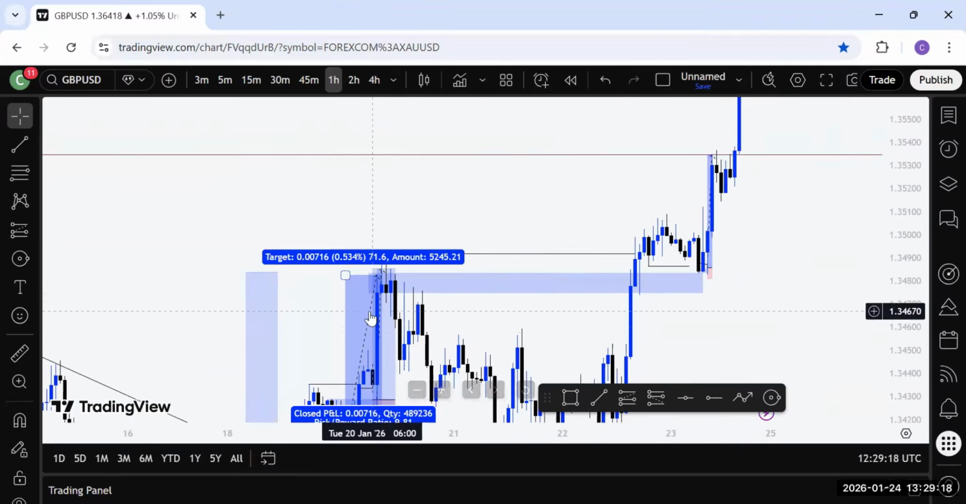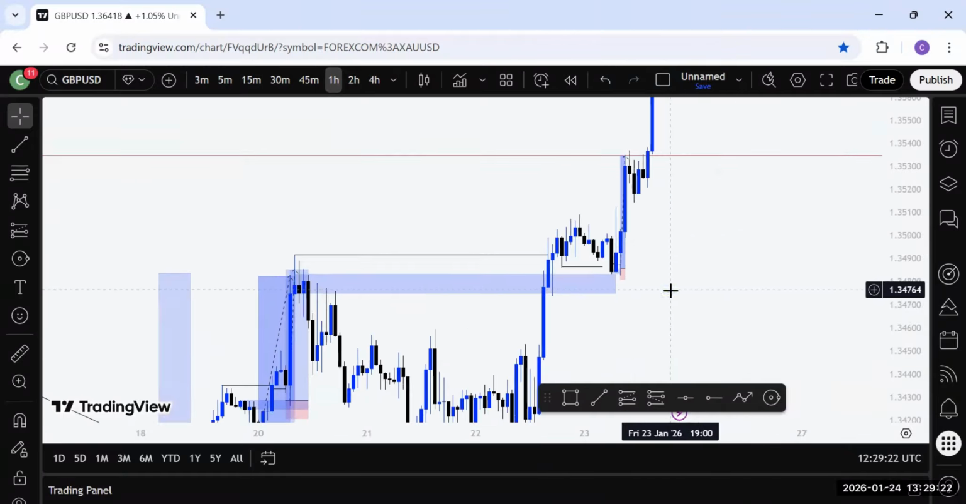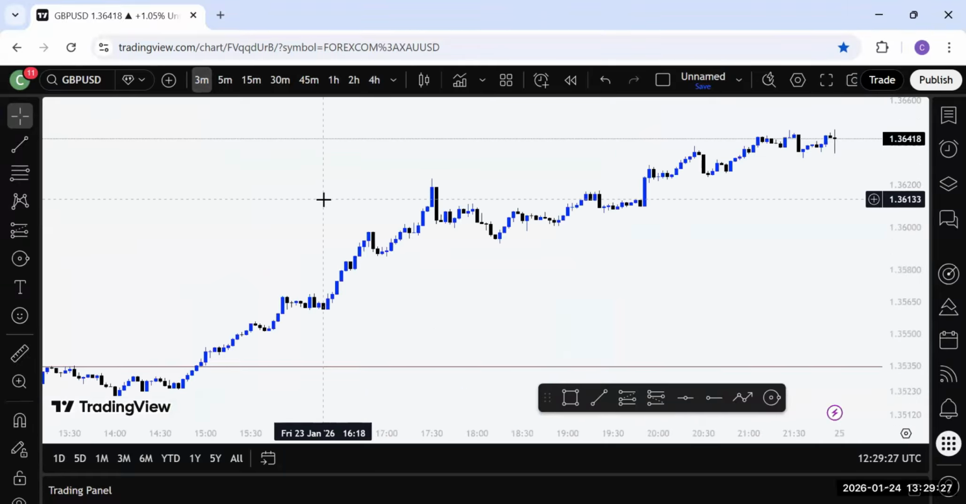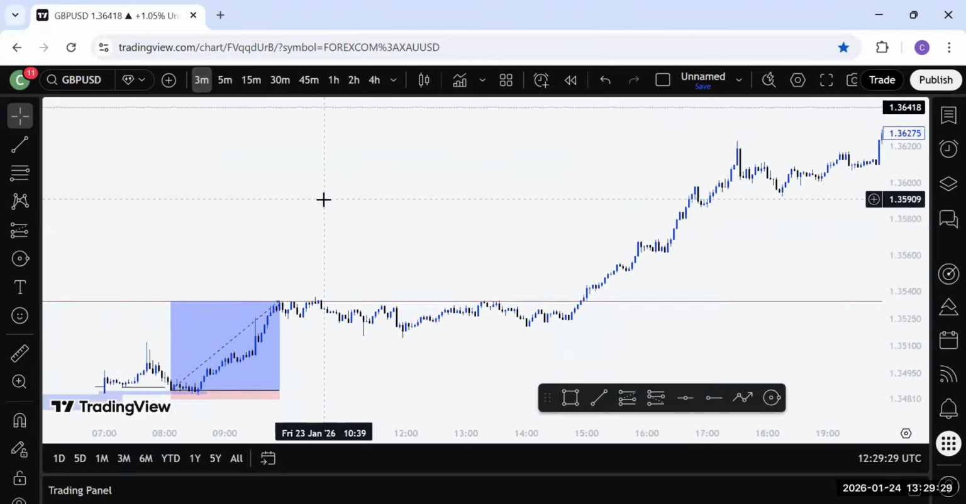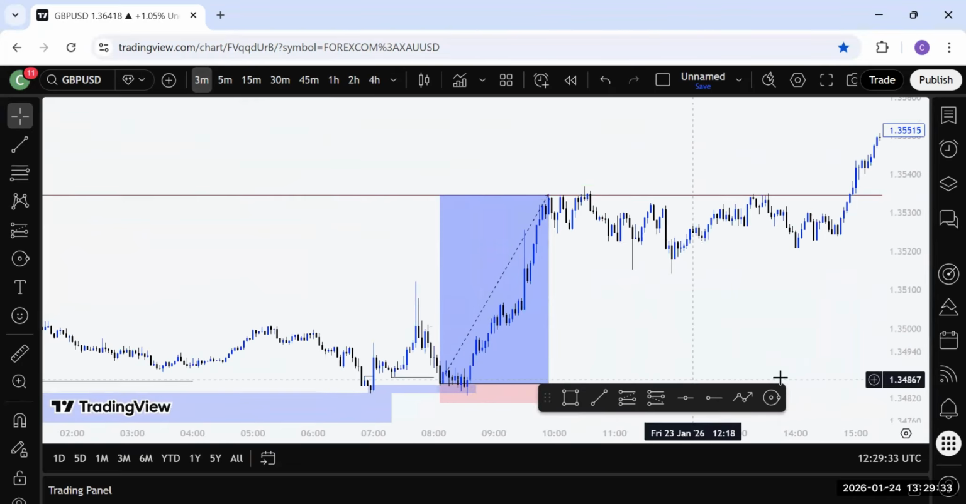Then when market have this breaker block on the 1 hour time frame, I always say it, I don't use the higher time frame for entries. So I went down to the 3 minute time frame because the market was volatile at the moment. So it all depends on the volatility of the moment. At this moment, the market was volatile, so I had to use the 3 minute time frame.